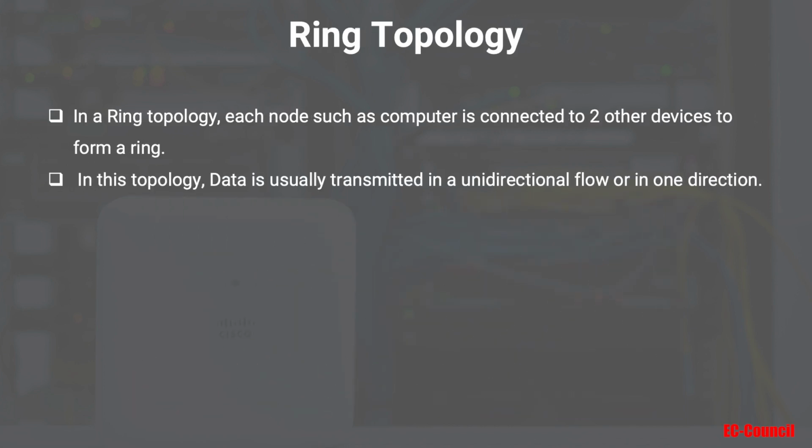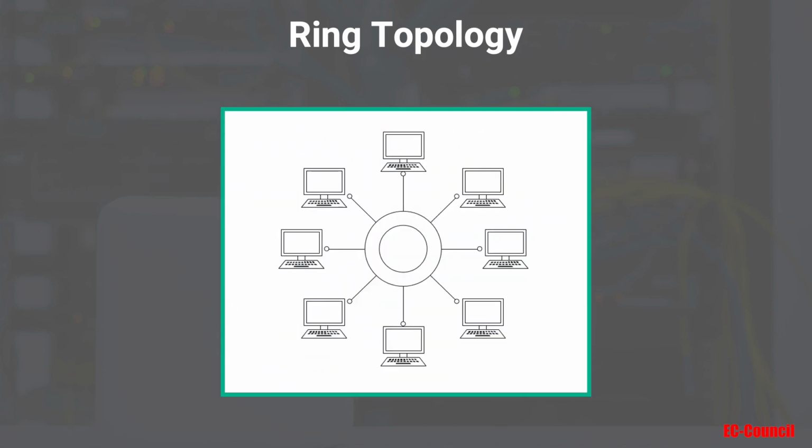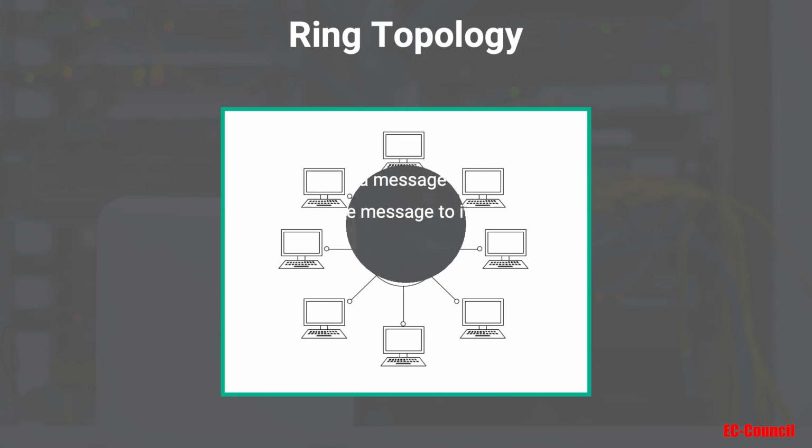Another topology is a ring topology. In a ring topology, each node, whether it's a computer, is connected to two other devices to form an actual ring. In this topology, data is usually transmitted either in a unidirectional flow or in one direction. As you can see, the computers are connected in a ring topology or a ring format fashion.